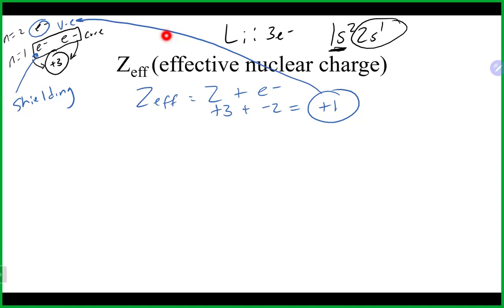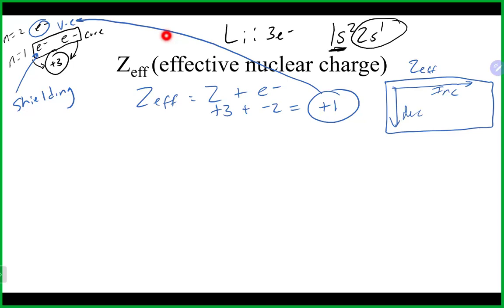So in terms of the periodic table and trend, when you look at Z effective, it actually increases as you go this way on the periodic table, and it decreases as you go this way on the periodic table. So that's one really important sort of thing.